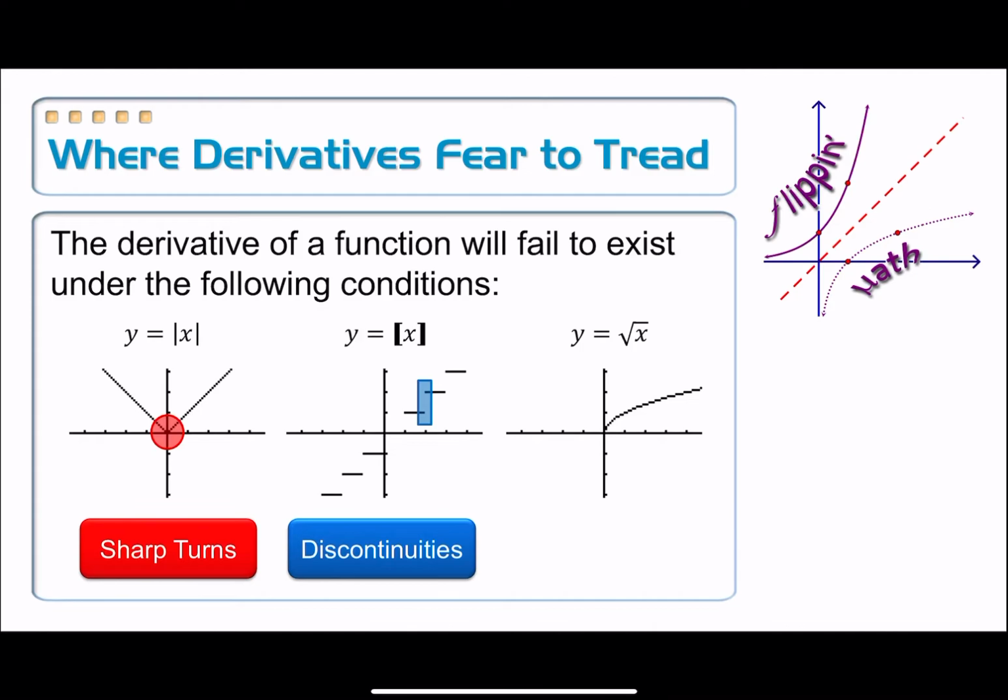Discontinuities. And then the last one: what was happening at the origin on that square root function? You started having a vertical tangent line. So these are the 3 places where the derivative of a function is going to fail to exist: sharp turns, discontinuities, vertical tangent lines.